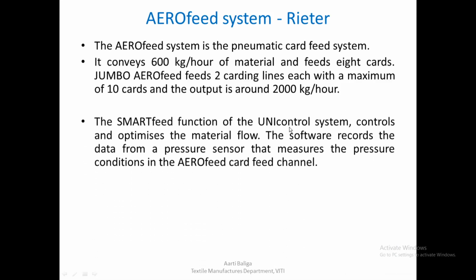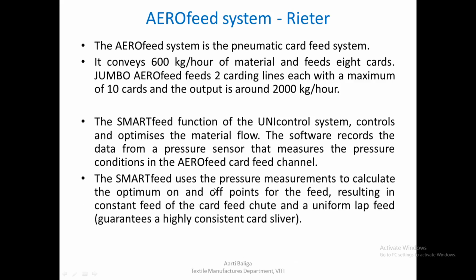The smart feed function of the UniControl system controls and optimizes the material flow. The software records data from a pressure sensor and measures the pressure conditions in the Aerofeed card feed channel, so it constantly measures the pressure in the feed. The smart feed uses the pressure measurements to calculate the optimum on and off points for the feed. If there is a lot of pressure or less pressure, it will accordingly change the feed speeds, resulting in constant feed to the card and a uniform lap feed, which guarantees a highly consistent card sliver.